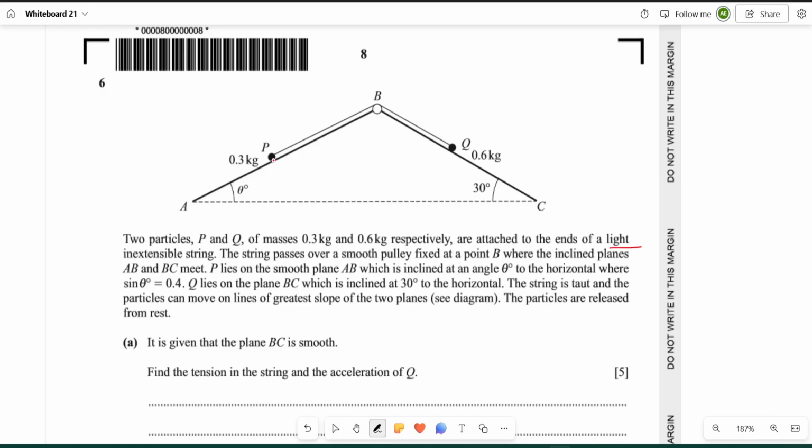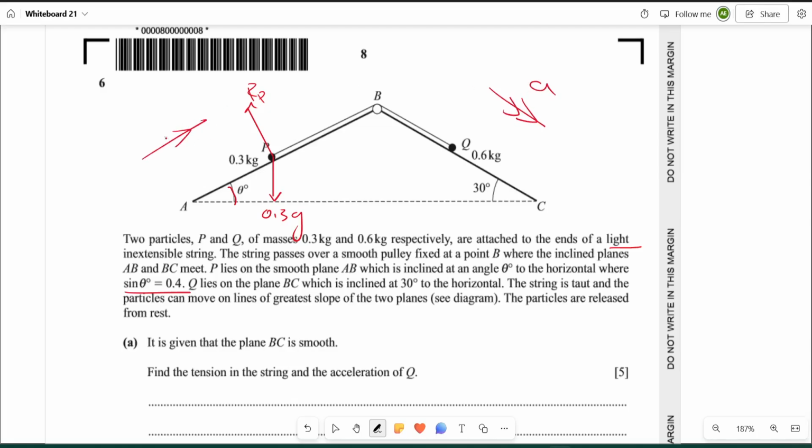Let's draw for P first. What are the forces acting on P? We have the weight, which is 0.3 G. We have the normal force, although we're not going to really need it over here. Let's call it R_P. We have the tension. However, now you need to think which particle is going to move down. P, which is 0.3 kilograms, or Q, which is 0.6 kilograms. Q is heavier, and also it's on a steeper angle, because if you actually want to get theta, you do shift sine 0.4. That's going to be 23. So this angle is definitely 23. So this particle is heavier and on a higher slope. So definitely this particle is going to move down and this particle is going to move up.